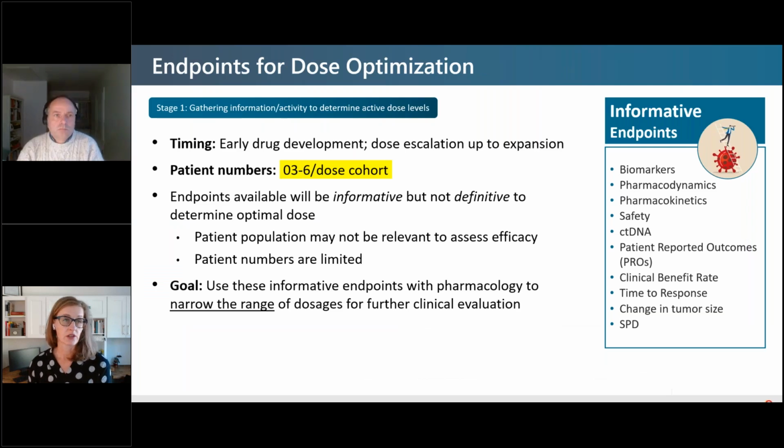The endpoints for dose selection will also change as we go through the data gathering journey. In early drug development, we will be relying on the informative endpoints to narrow the range of doses we want to gather additional efficacy data on. These informative endpoints are not going to be robust enough to definitively determine the optimal dose for registration, but they can help in narrowing the field of viable dose levels.